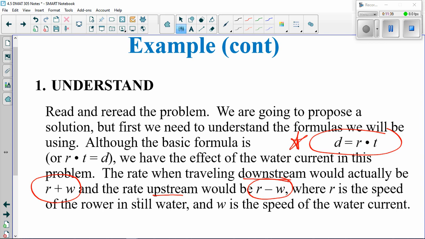So if there was no current, if it was just still, R is your speed, and W is the speed of the water current. So however fast you're going plus the speed of the current, that's why when you're going downstream, you go faster. And the speed you're rowing minus the current, because you're working against it, is going upstream.